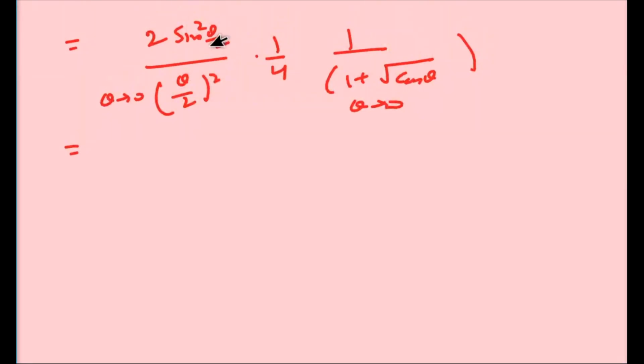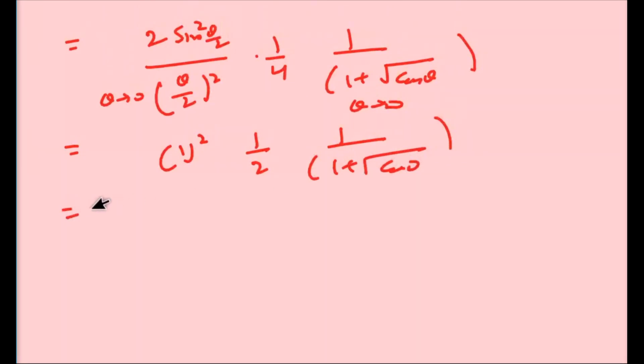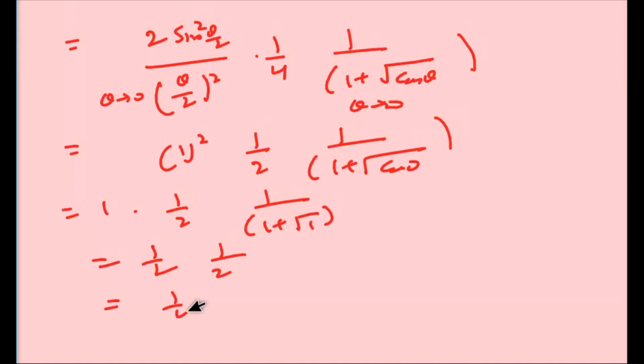Now we can solve this. It is 1 square, 2 is cancelled out, so it is 1 by 2, and putting here 1 plus cos 0, that is also 1. Now we got the limit 1 plus root 1, that is 1 upon 2, which is equal to 1 by 4. So this way you can solve some questions on the limit part of inverse functions.